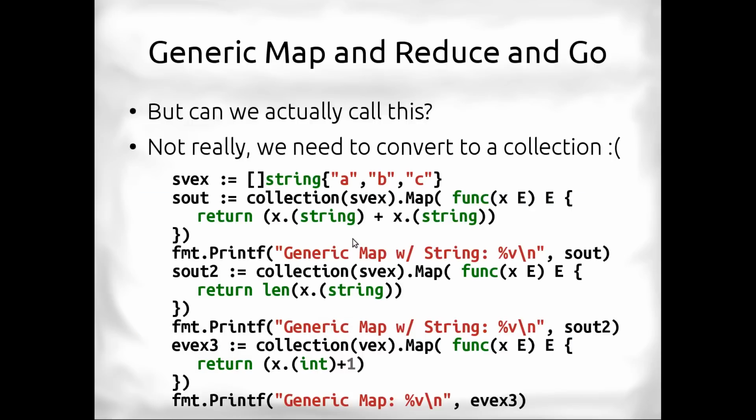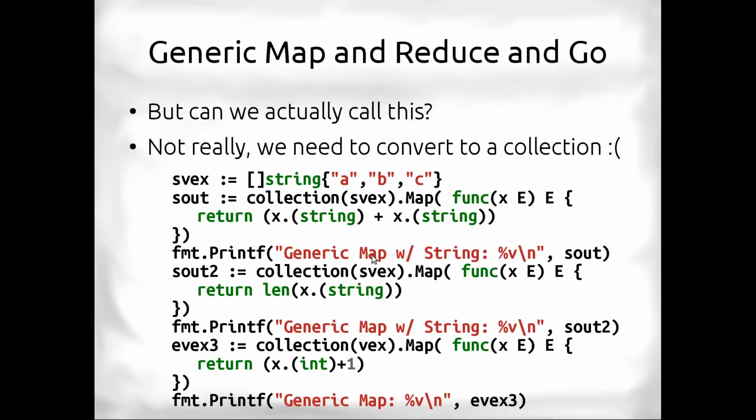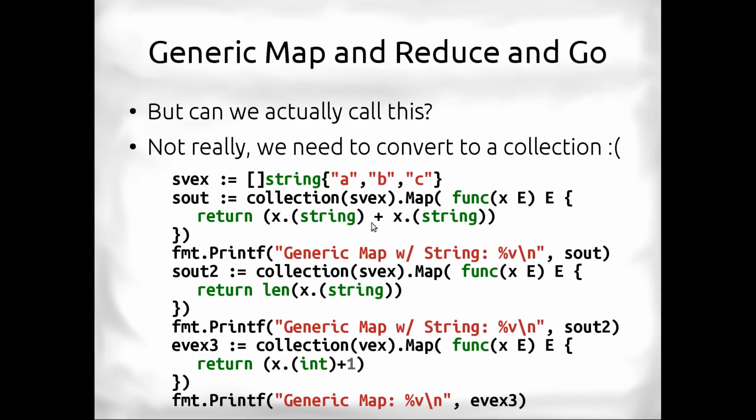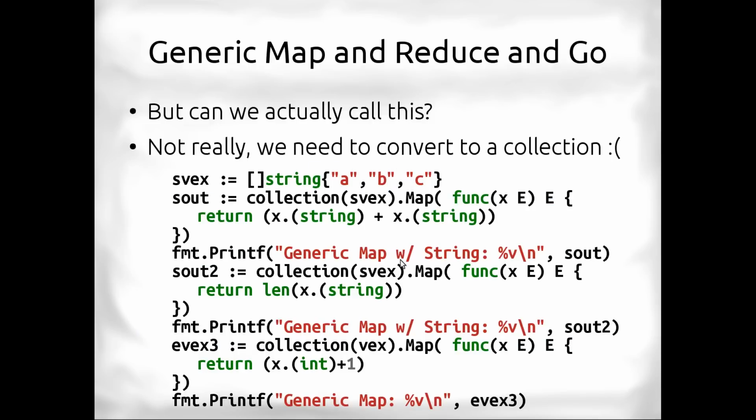So for, let's see, generic map with string. We're basically concatenating two strings together, doubling them. We get AA, BB, CC. So that's string to string. The cool thing is we also gain that genericity. We can do strings to ints now. So we can go len x string. So that's 1, 1, 1, because A, B, C, right? You see A, B, C. All their lengths are 1. Okay?